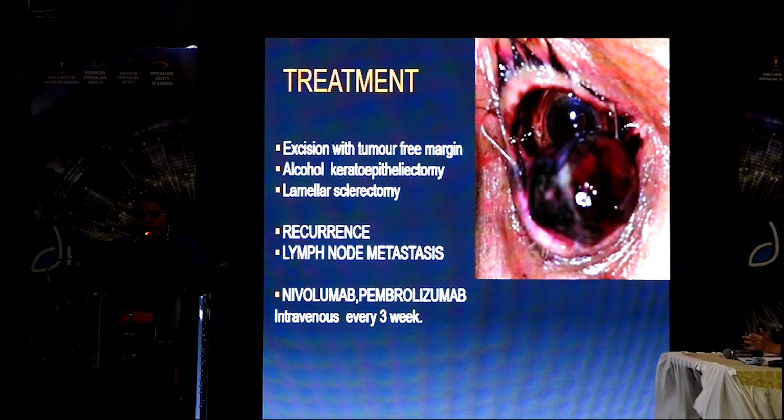The treatment is excision with tumor-free margins, and if there is recurrence or lymph node metastasis, then we have immunotherapy for that.